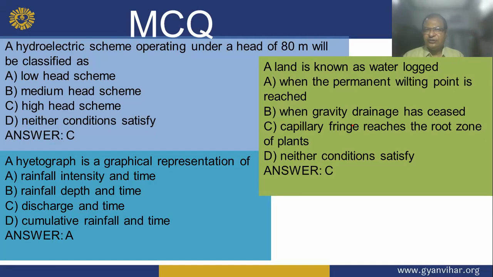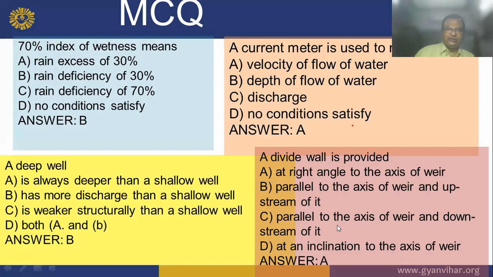And next question, a land is known as waterlogged when... which is the correct answer? C, when the capillary fringe reaches the root zone of the plant. Next question, 70% index of wetness means it means a rain deficiency of 30%.